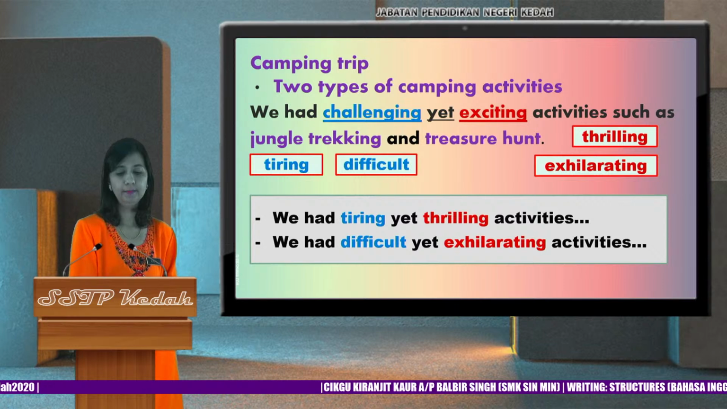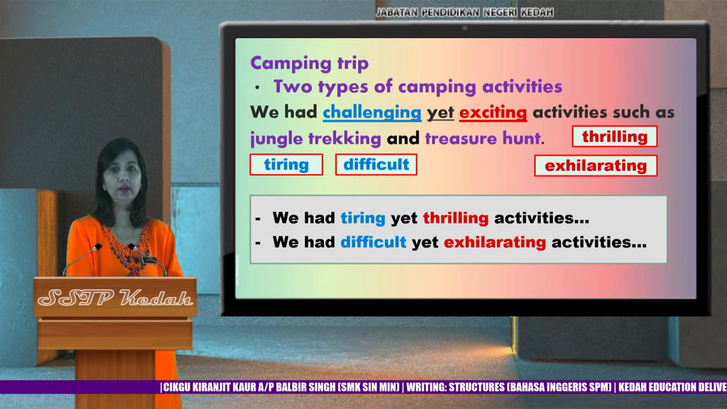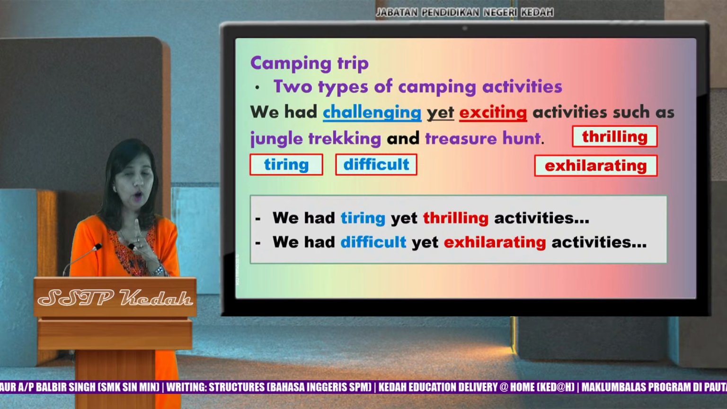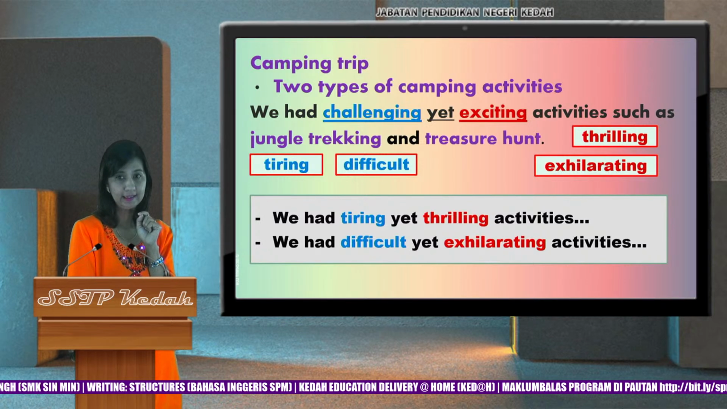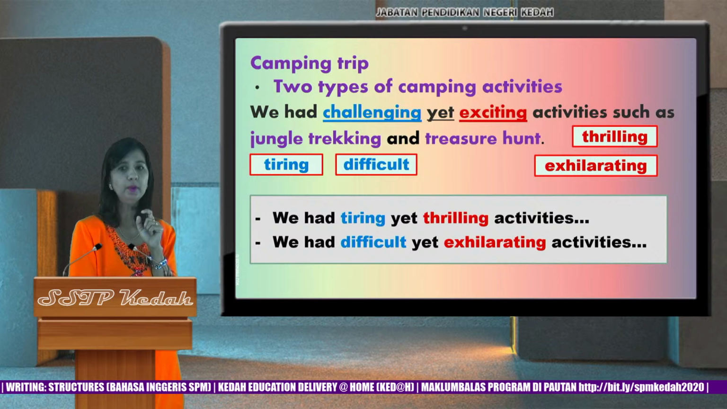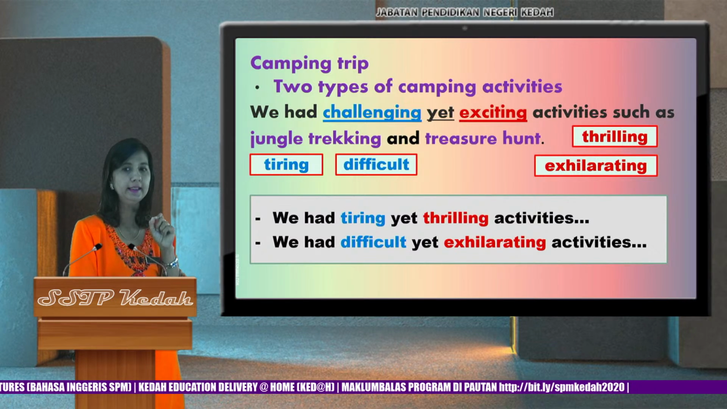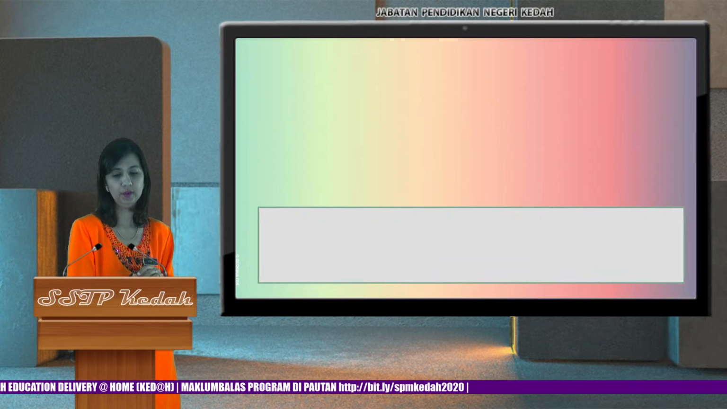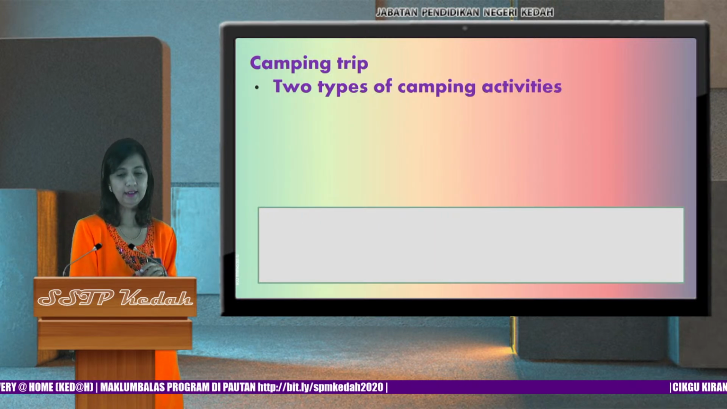So these are some examples. We had tiring yet thrilling activities. So this is another way of writing. We had difficult yet exhilarating activities. Exhilarating is a long word. Remember, the spelling is important. No point if you remember the vocab but you make spelling mistakes. Then you don't get marks for your vocab. Okay, let's go on.